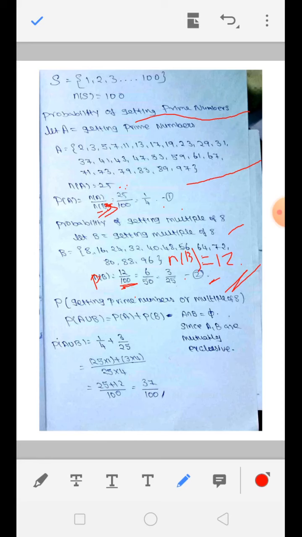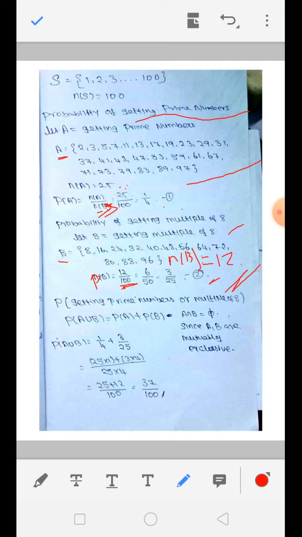So this is the formula for OR. So P of A union B is equal to P of A plus P of B minus P of A intersection B. So next, A intersection B is equal to phi, which means empty. So look at that A value, B value.